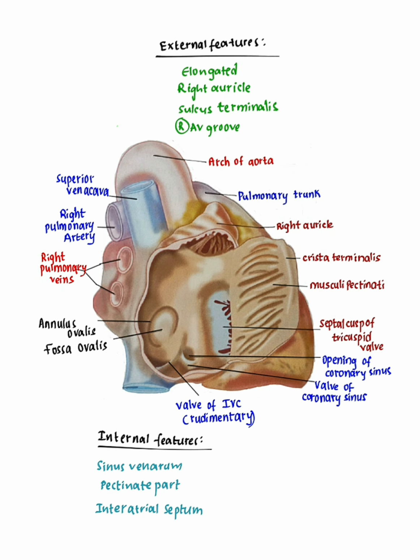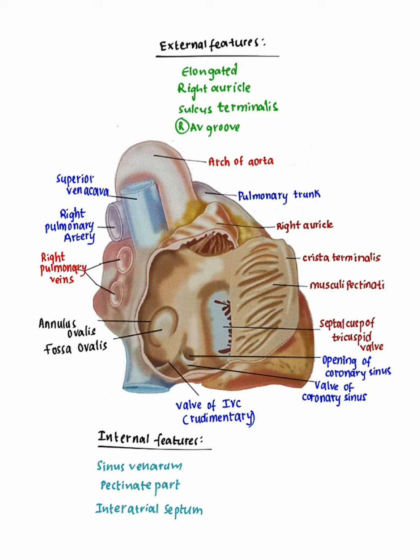Internal features of the right atrium. It is divided into three parts: the smooth posterior part or sinus venarum, the rough anterior part or pectinate part, and the interatrial septum. Sinus venarum develops from the right horn of the sinus venosus. It has openings of the superior vena cava, inferior vena cava, coronary sinus, venae cordis minimae, and the intervenous tubercle of Lower.